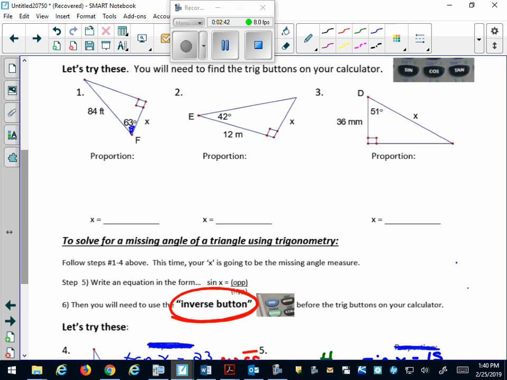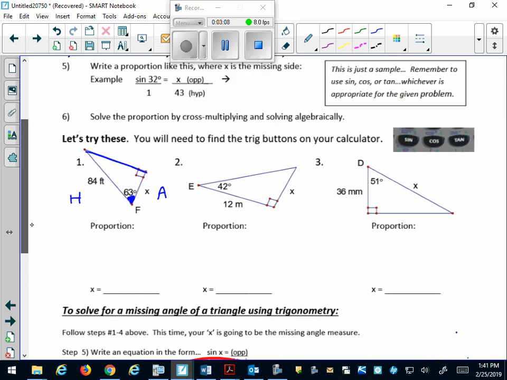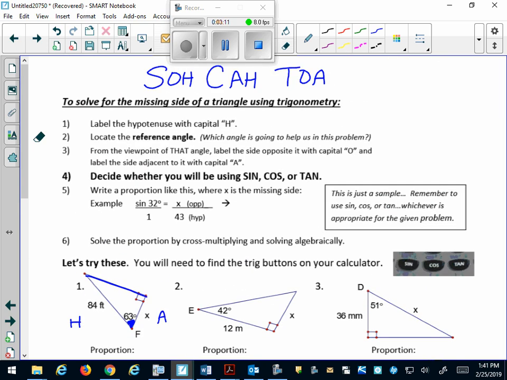84, is that O, A, or H? H. X, is that O, A, or H? So in other words, opposite or adjacent to 63 degrees? Adjacent. Now, this is the side that we really do not care about. There's no number there. They're not asking us to find it, so we can completely ignore that one. So this problem has to do with the A and the H. The next thing we need to decide is, are we going to use sine, cosine, or tangent? Since this problem deals with A and H, we're going to use cosine, because CAH.